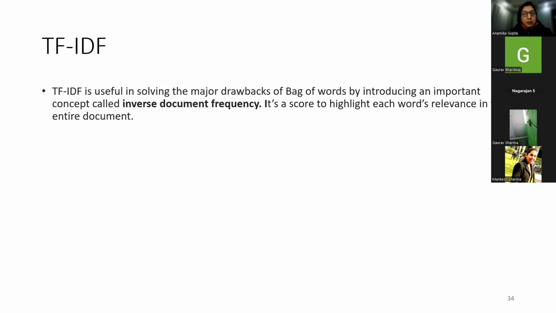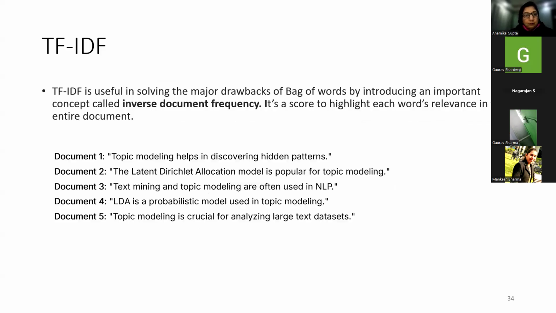Let me take some more example related to that. Based on this IDF formula, there is another technique for vectorization, which is called TF-IDF. So it takes term frequency and inverse document frequency. And it's a score to highlight each word's relevance in the entire document.